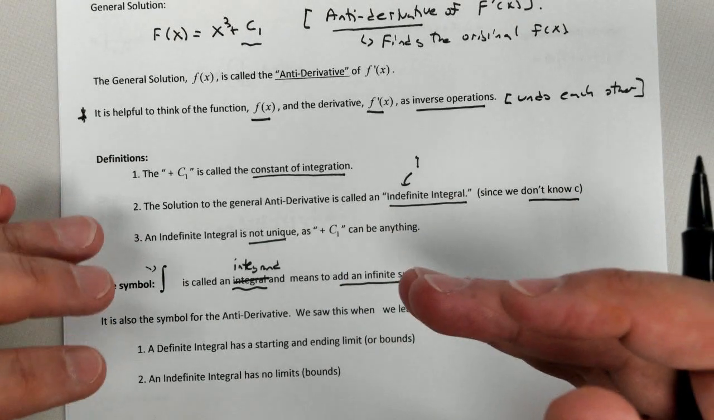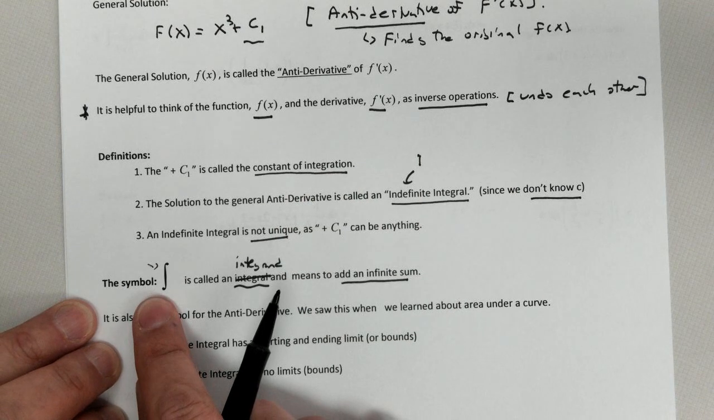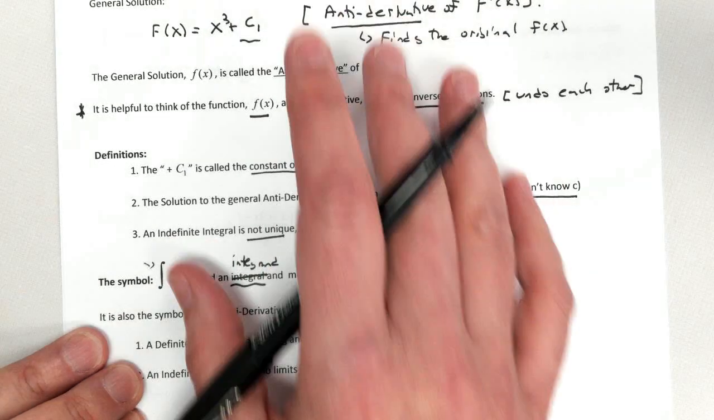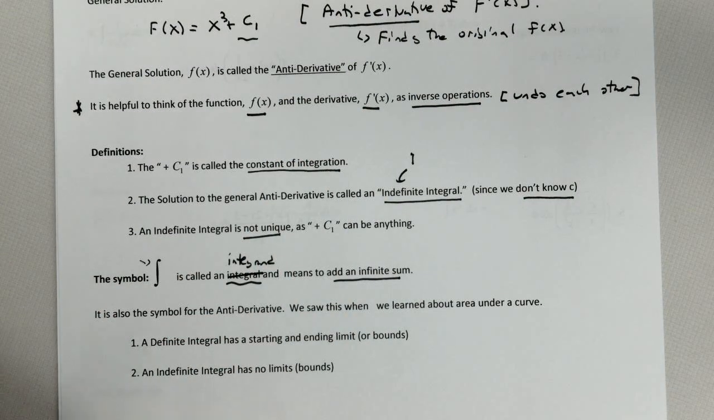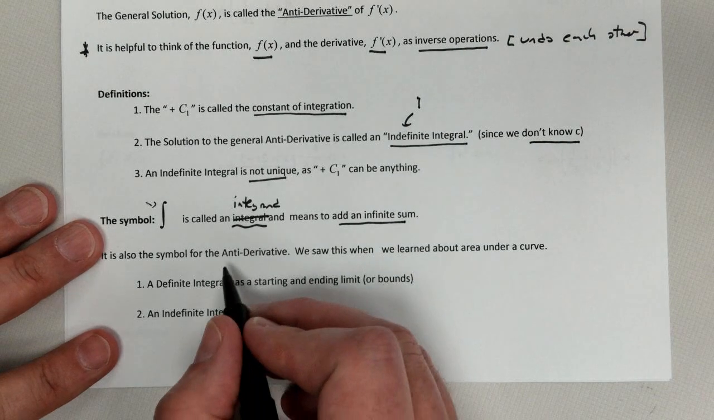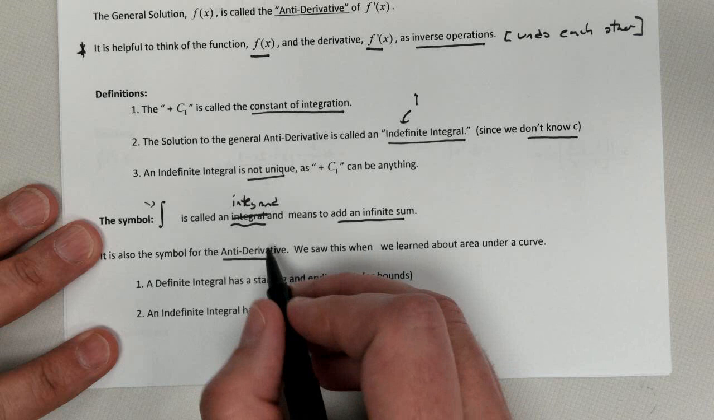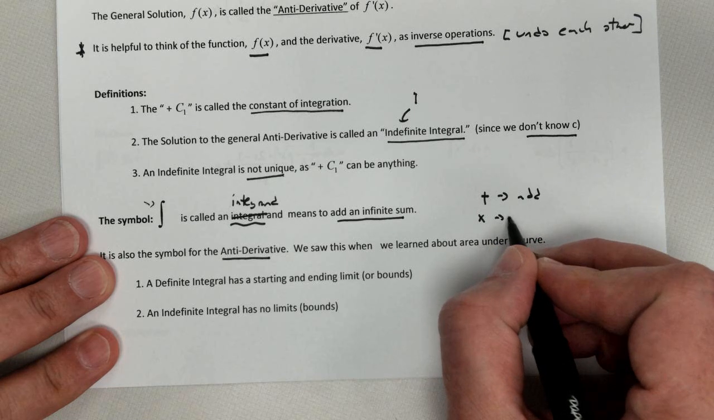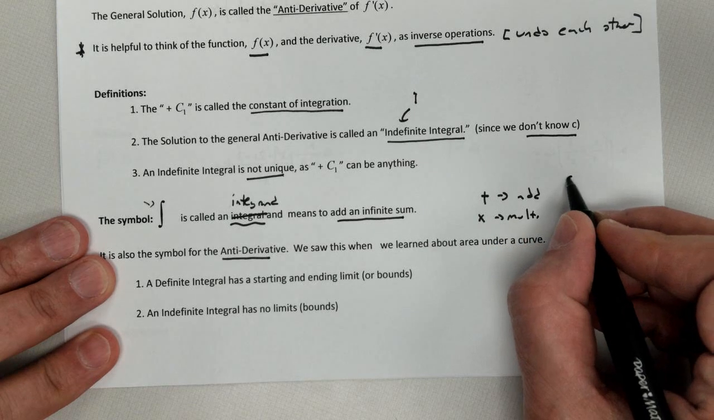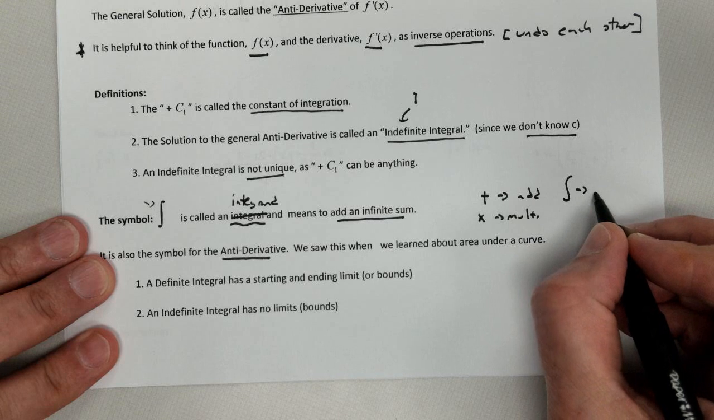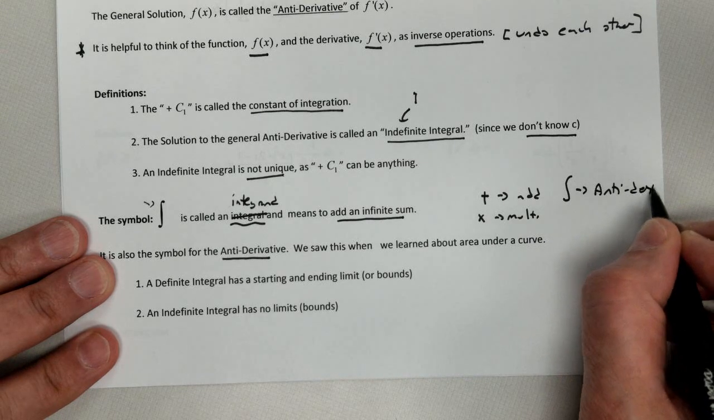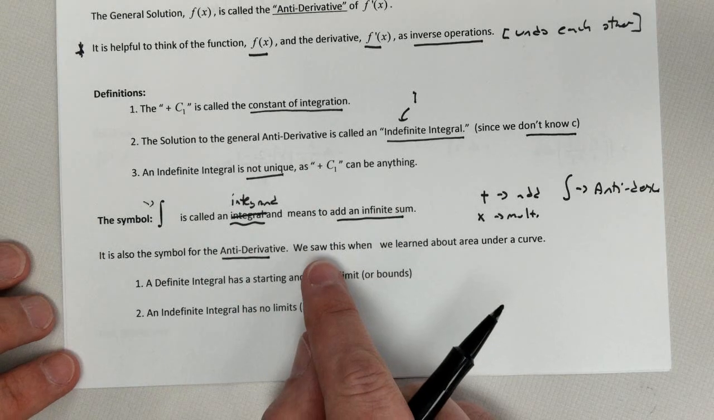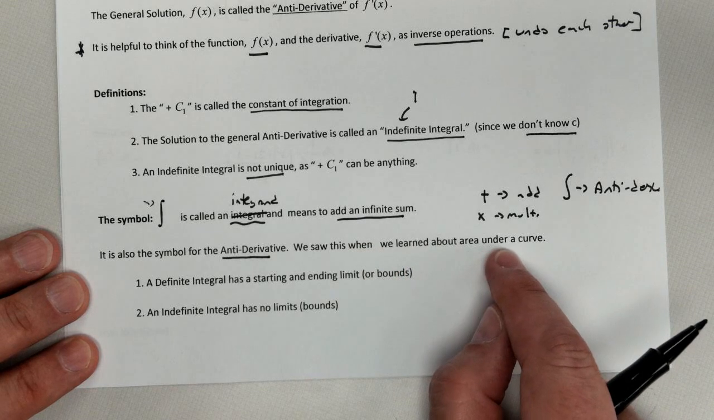Last unit we talked about Riemann sums and how we could approximate the actual area by using rectangles and trapezoids. Later on, we're going to use this symbol right here and what we're talking about today to get the actual area. This is also what we call the symbol for the antiderivative. So it's like an operation where if you see this symbol, of course it means to add. You see this symbol, of course it means to multiply. Well, to a mathematician, this symbol means to find the antiderivative. It's just a symbol telling us what to do. We saw this symbol when we learned about area under a curve.